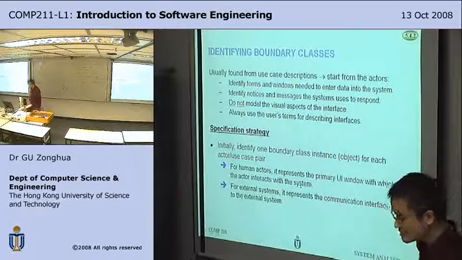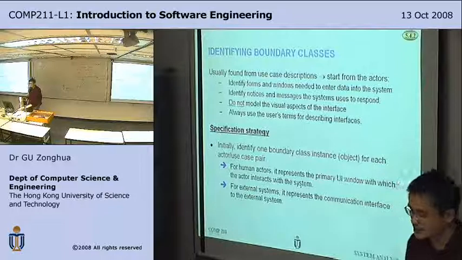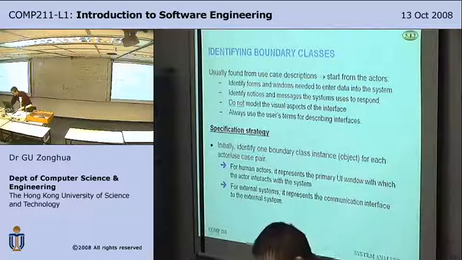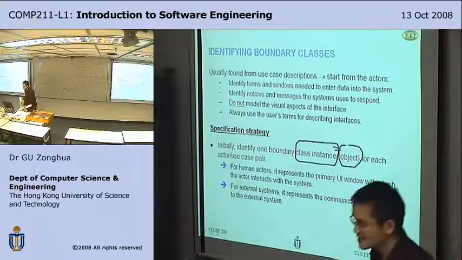So the specification strategy is to initially identify one boundary class instance, that is an object. So class instance is equal to an object, just two different ways of saying the same thing.